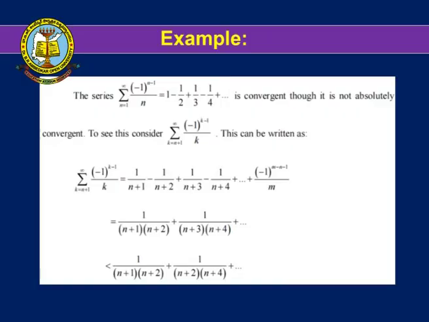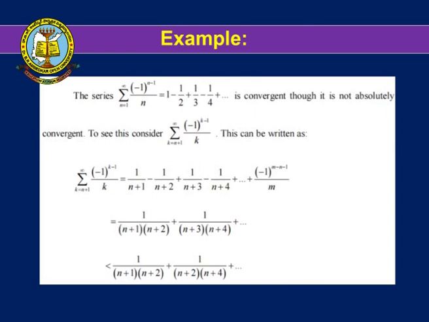Now for example, if I take the series sigma n equal to 1 to infinity (minus 1) to the power of n minus 1 by n, equal to 1 plus 1 minus 1 by 2 plus 1 by 3 minus 1 by 4. This is called the alternating series. The alternating series is not absolutely convergent. In this we can conclude, take sigma k equal to n plus 1 to infinity of (minus 1) to the power of k minus 1 by k. This is written in terms of 1 by n plus 1 minus 1 by n plus 2 plus 1 by n plus 3 minus 1 by n plus 4, and so on, plus (minus 1) to the power of m minus n minus 1 by m.